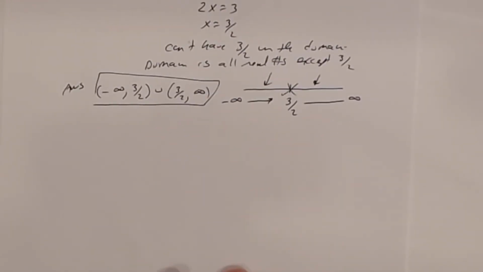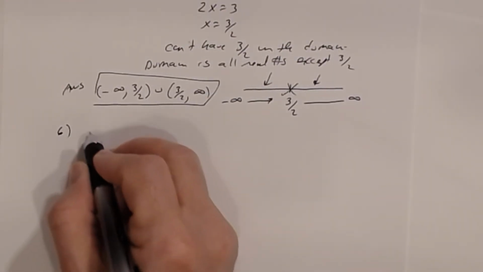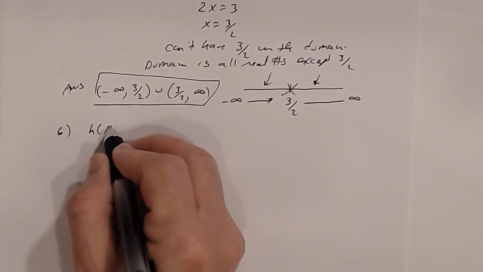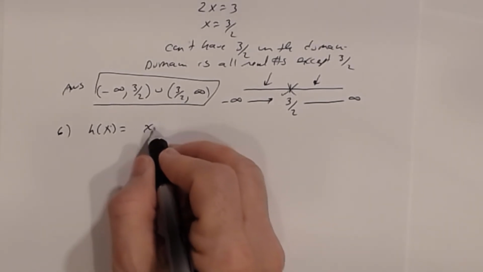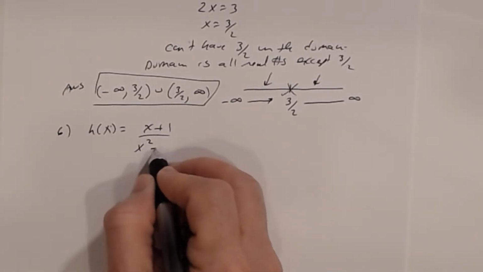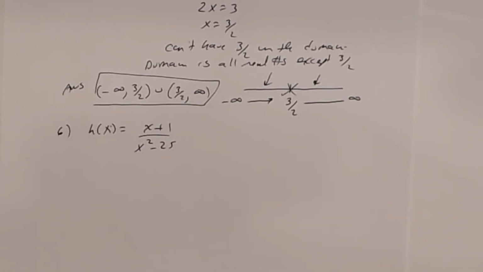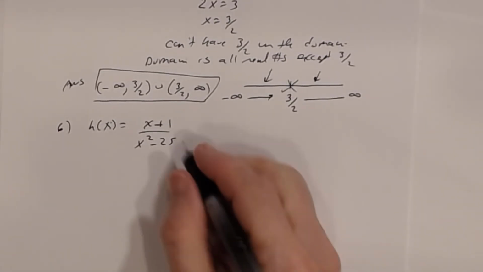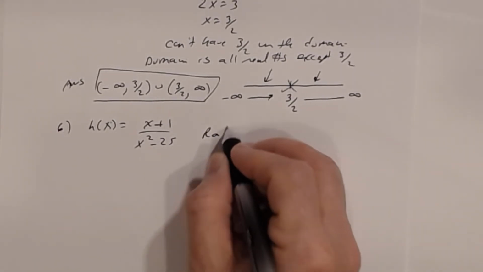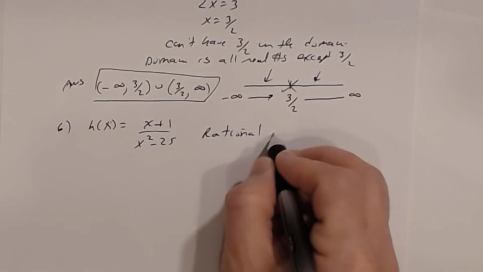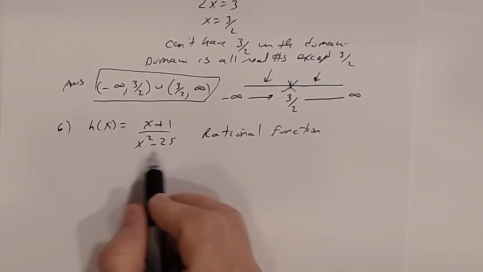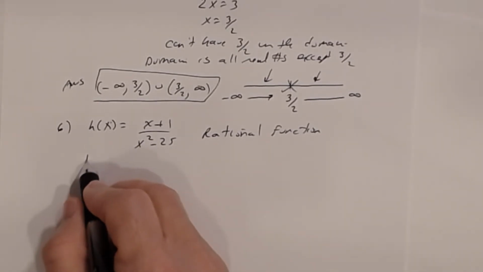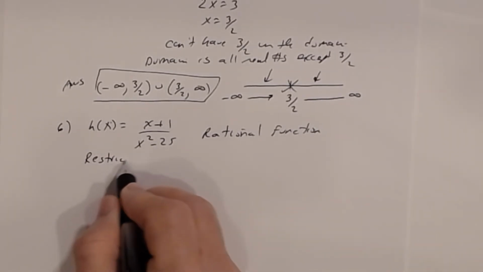All right, number 6. Let's suppose we had h of x equals x plus 1 divided by x squared minus 25. So again, notice this is a rational function. Since this is a rational function, I have to remind myself that I've got to determine the restrictions. So I've got to find those restrictions.